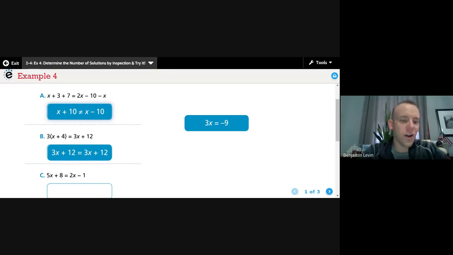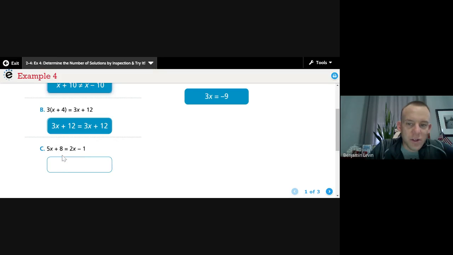So again, this one, if you're really good at distributing, you could just look at that and go, okay, the 3 is getting multiplied by everything inside these parentheses. The 3 is getting multiplied by everything in here. So I know that it's going to be 3x, because it's 3 times x. And I know it's going to be 12 because it's 3 times 4. So I know I'm going to get 3x plus 12 on both sides of my equation. So if I have a true statement, then I have infinite solutions.